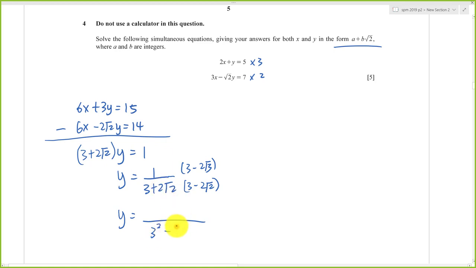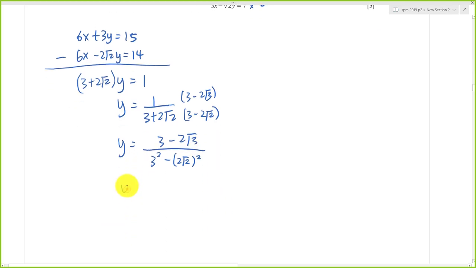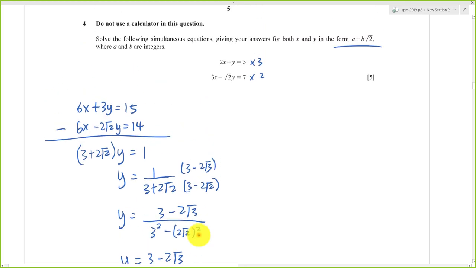b squared is, never mind, I just write like this first, then only I simplify. So the top will be just like this. Alright, then I can simplify here. This is y equals to 3 minus 2 root 2. The bottom will be 9 minus 4 times 2 is 8. Okay, I got my answer, 3 minus 2 root 2 for y. And then I want to get my x here.